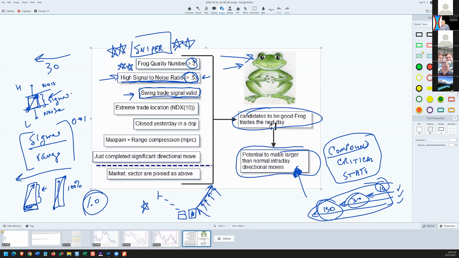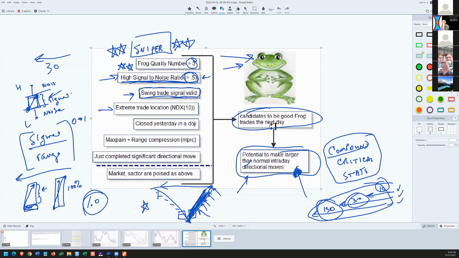So a swing trade signal that just fires tells you that you can have a directional bias with a larger than normal move in order to fix the price anomaly that generated the swing trade in the first place. 5DD says the sell-off was probably overdone, and it's going to try to run back to what was previously fair value. So you get larger directional moves. Those make great frog trades, not because the frog quality number is better, but just that it's poised to make a larger than normal move.